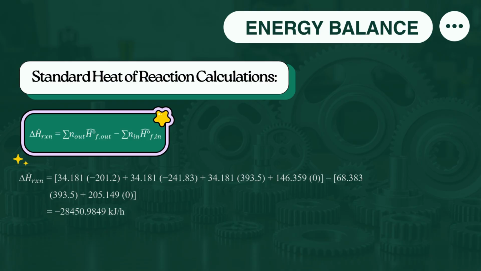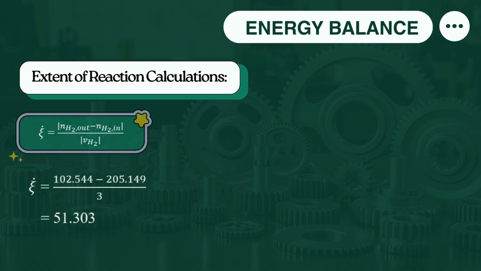And then I got the value of negative 28,450.9849 kilojoules per hour. Moving forward, I calculated the extent of the reaction with the formula. The extent of reaction equals the number of moles at the outlet minus the number of moles at the inlet over the stoichiometric coefficient. And then I got the value 51.303.